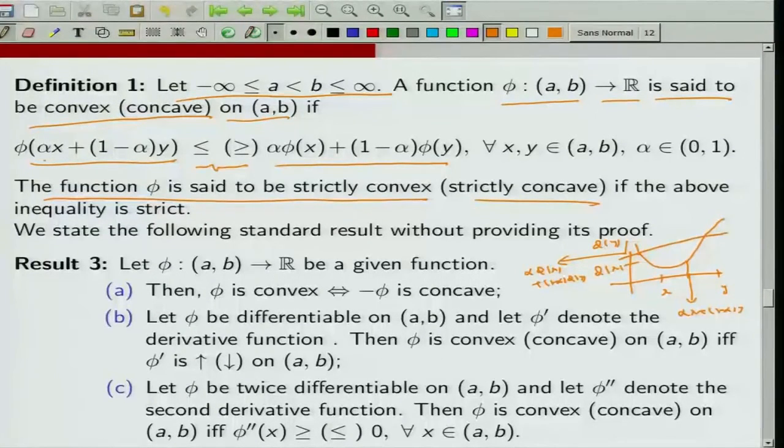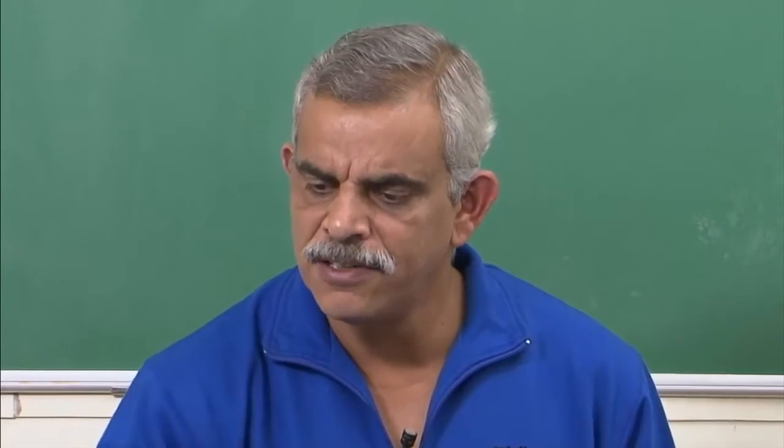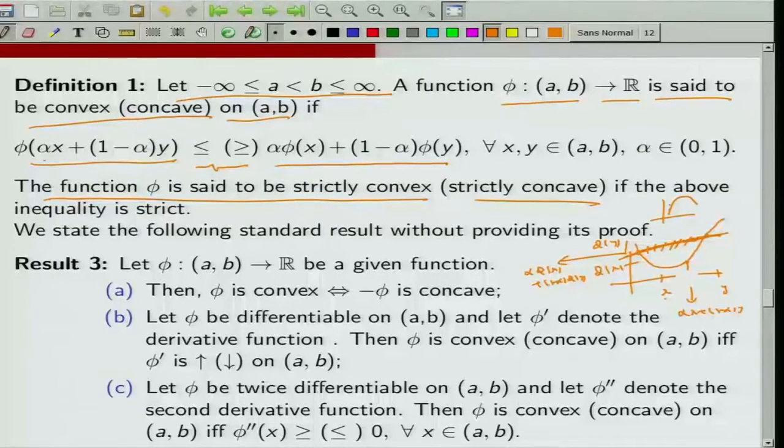Basically, if you vary alpha, this would be this chord. For example, alpha equal to 1, it would be x. Alpha equal to 0, it would be y. It would just go over here. So as you vary alpha, you get points over here. So I am saying that this point is always less than or equal to this thing. Or equivalently, what it suggests is a function phi is convex if the chord joining any 2 points on the curve is always above the curve. And in the case of a concave function, it happens the other way. That means the chord joining any 2 points on the curve would always be below the curve. So that means concave would look like this. So the chord joining any 2 points is always below the curve.